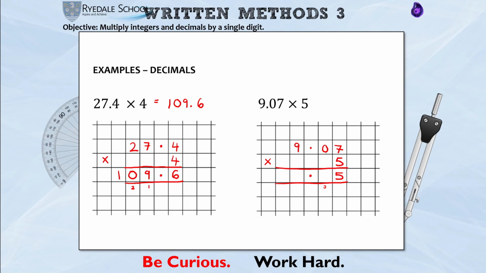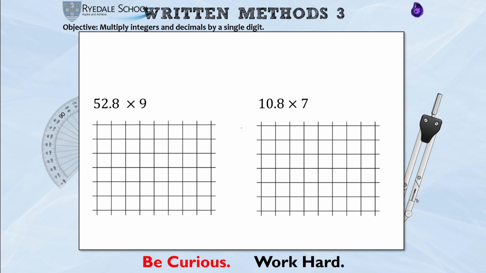0 times 5. Now don't get caught out. 0 times 5 is 0. It's not 5. 0 times 5 is 0. Anything times 0 is 0. But don't forget we've got this extra 3 to add. So that becomes 3. And now we have 9 times 5, which is 45. I could put the 4 there, or I could put it straight in my next column, because there's no extra numbers to multiply. So the answer to 9.07 times 5 is 45.35.